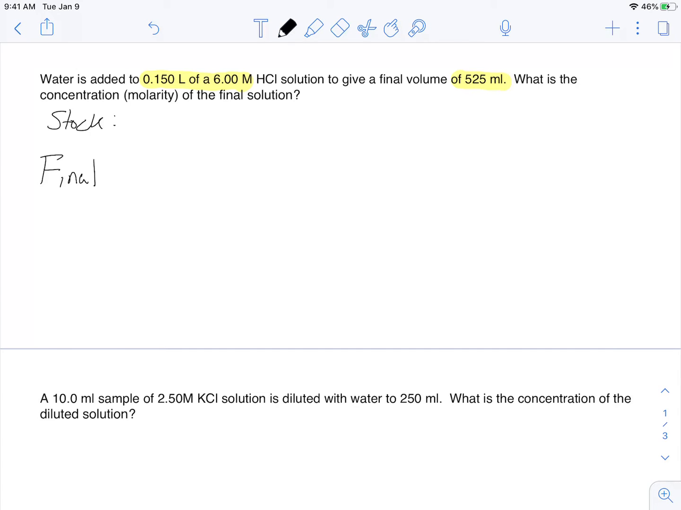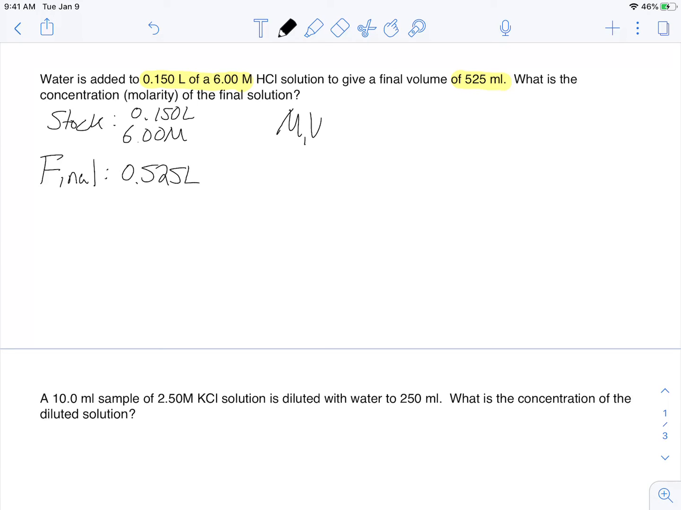So writing down first what I know, on the left, what I have highlighted, that's going to be for my stock. So I have 0.150 liters and it's at a molarity of 6. So that's for my stock. For final, I don't know the molarity. I do know volume. I also did say above that things needed to be in liters. So I'm going to do a little conversion. This is going to be 0.525 liters. So that's taking 525 milliliters divided by 1,000.